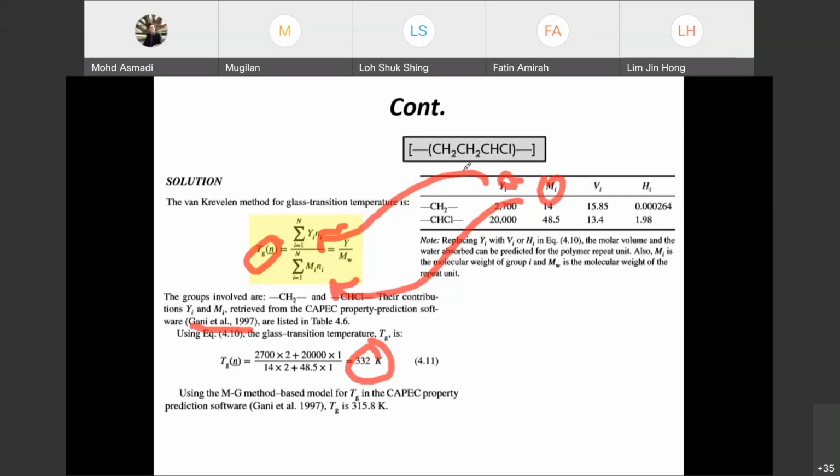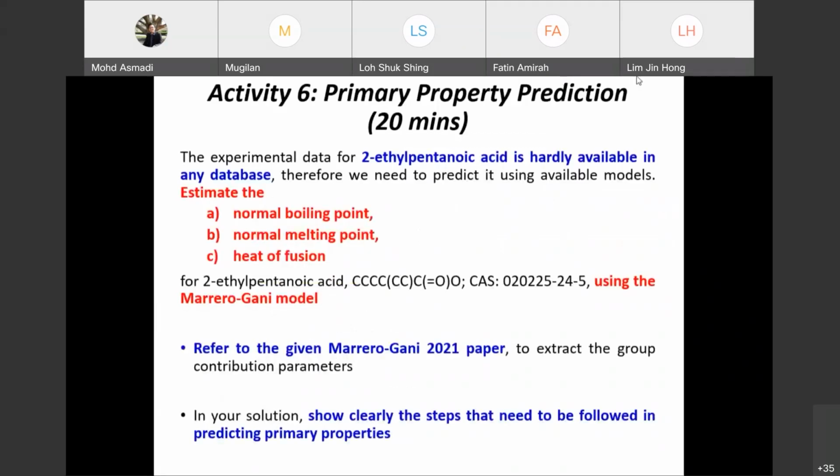So is it okay? Any questions before we stop? Okay, so you have activity 6.